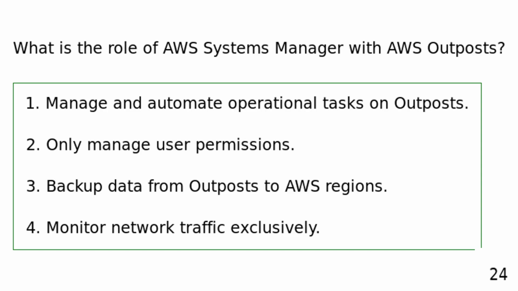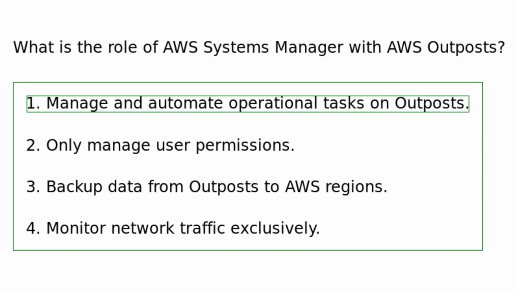What is the role of AWS Systems Manager with AWS Outposts? Manage and automate operational tasks on Outposts. Only manage user permissions. Backup data from Outposts to AWS regions. Monitor network traffic exclusively. AWS Systems Manager helps manage and automate operational tasks, such as patching and configuration, on AWS Outposts.